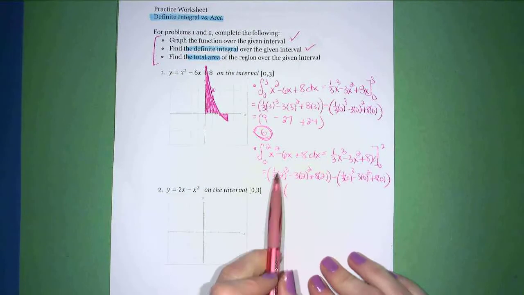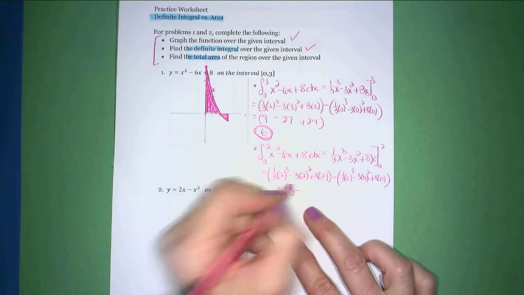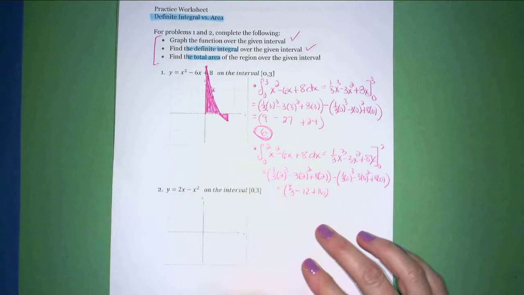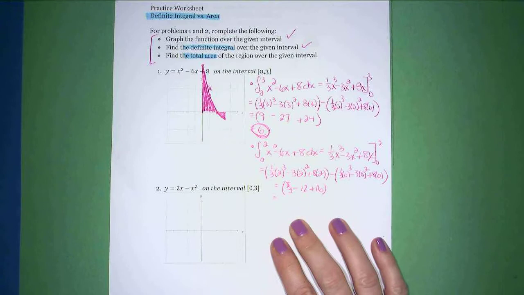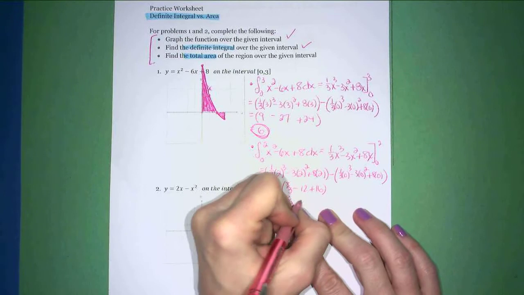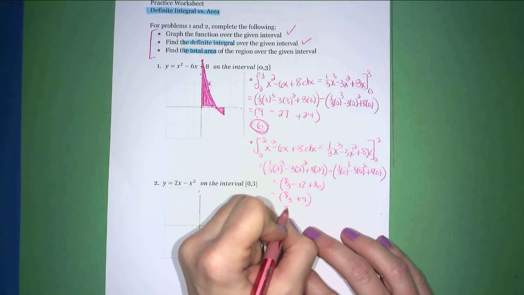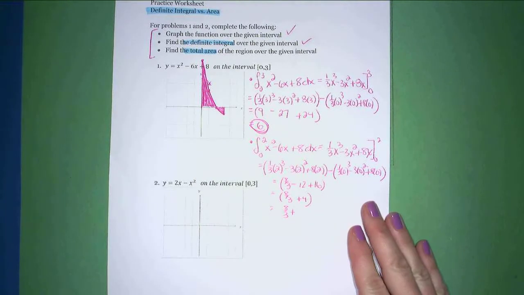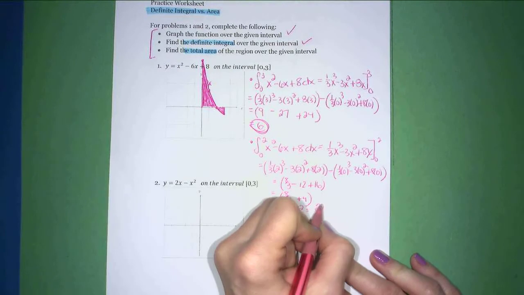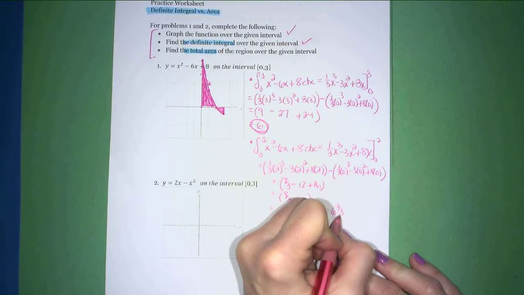What do we have here? We've got 2 to the third, which is 8. 8 times 1/3 is 8/3 minus 4 times 3 is 12 plus 8 times 2 is 16. So then, the negative 12 and the positive 16 would make 4. So 8/3 plus 4. And if I get a common denominator, I would have 8/3 plus 12/3, which is going to give me 20/3, or 6 2/3.